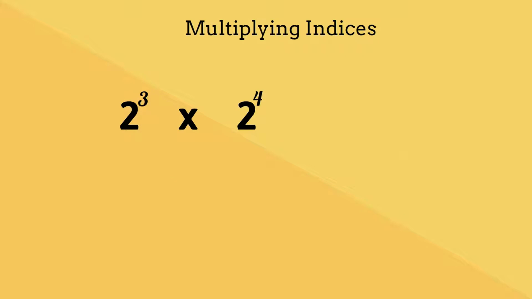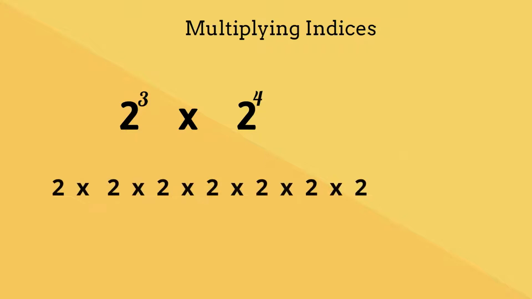Let's use numbers to look at this in detail. If we have 2 to the power 3 times 2 to the power 4, it can be expanded, which is equal to 2 to the power 7, but we'll get the same answer if we just added the indices.